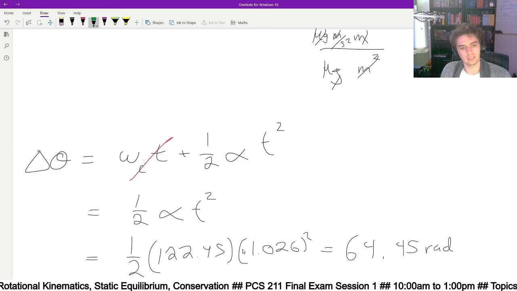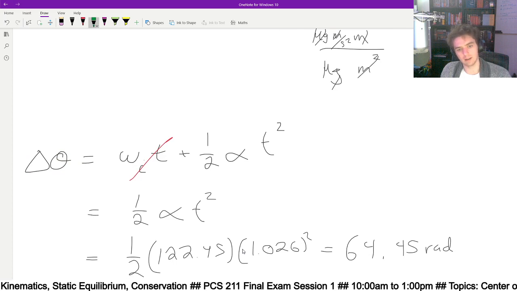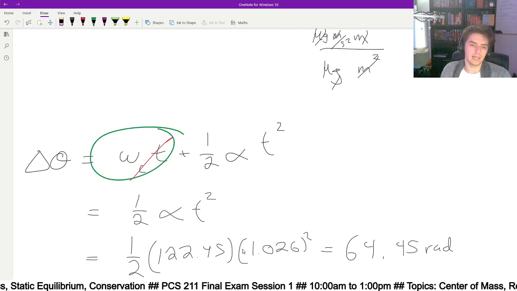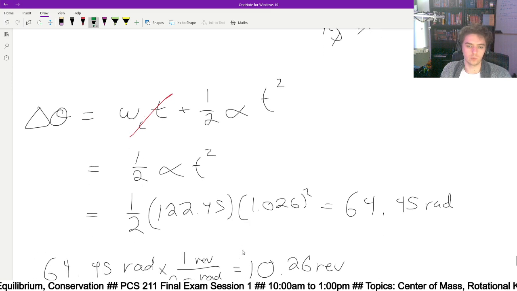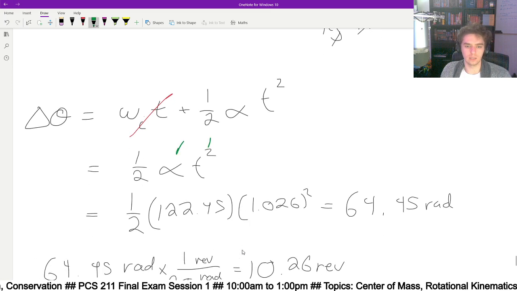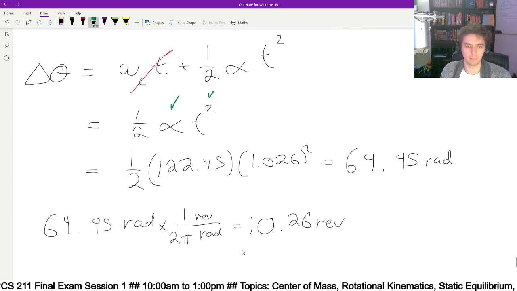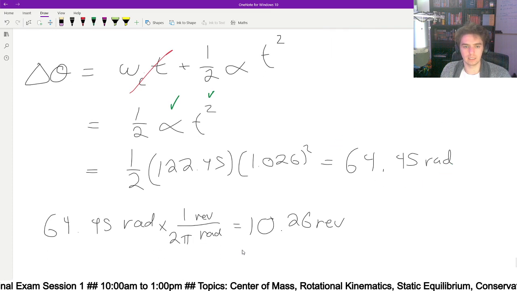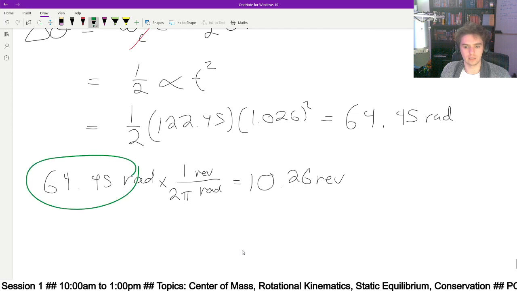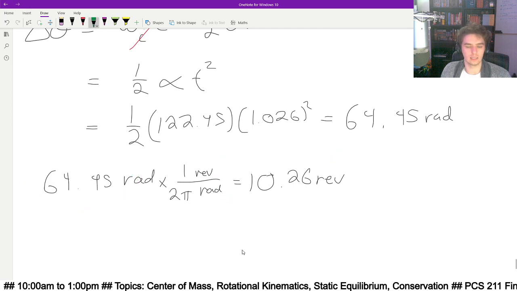So that is equal to omega I t plus 1/2 alpha t squared. Omega I is 0, so that just cancels out. So this is just 1/2 alpha t squared. I know all these things. I know everything here. So just plug it in, and I got that many radians. I just convert radians to revolutions at the end, and that's the answer.